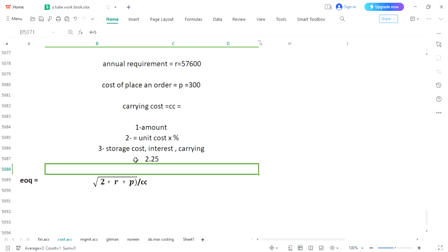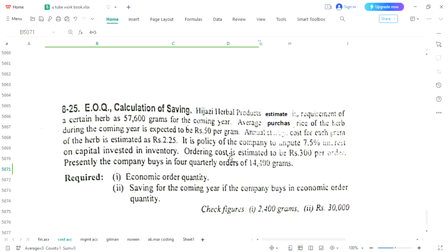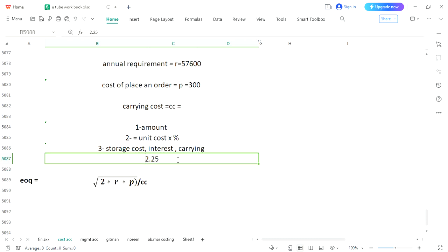For that we will seek if interest is given. It's the policy of the company to compute 7.5% interest on capital. So again, interest has been given, and to calculate interest we need unit cost, and you can see unit cost is also mentioned, but first we will write how to calculate that interest. You will take unit cost and multiply it with the interest rate. This way you can calculate your amount of interest. Let's take this formula further down.